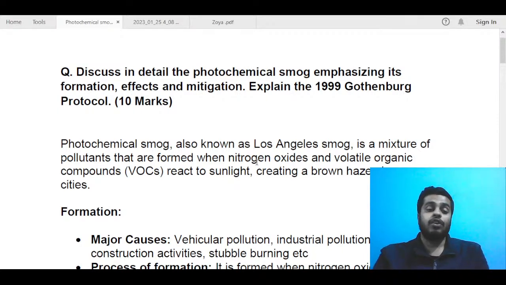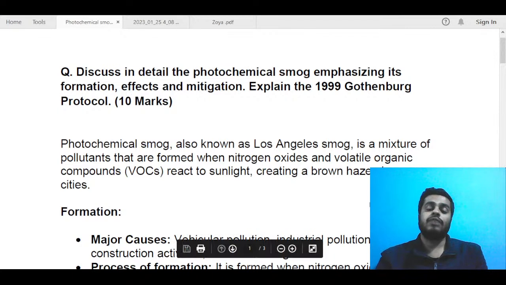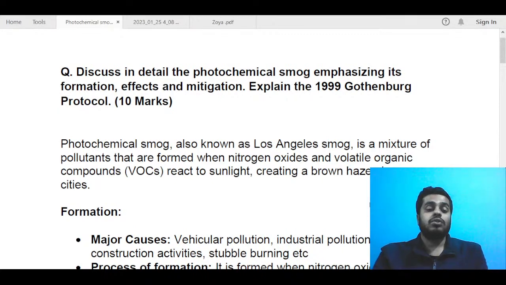It is a very common phenomenon, and it is basically due to pollution, and it is on the ground level and reduces the visibility by forming a brown haze over the cities. Whenever you see pictures of New Delhi in pollution, you will realize that there is a haze formed around the city, and visibility gets very low. So that is what is photochemical smog.